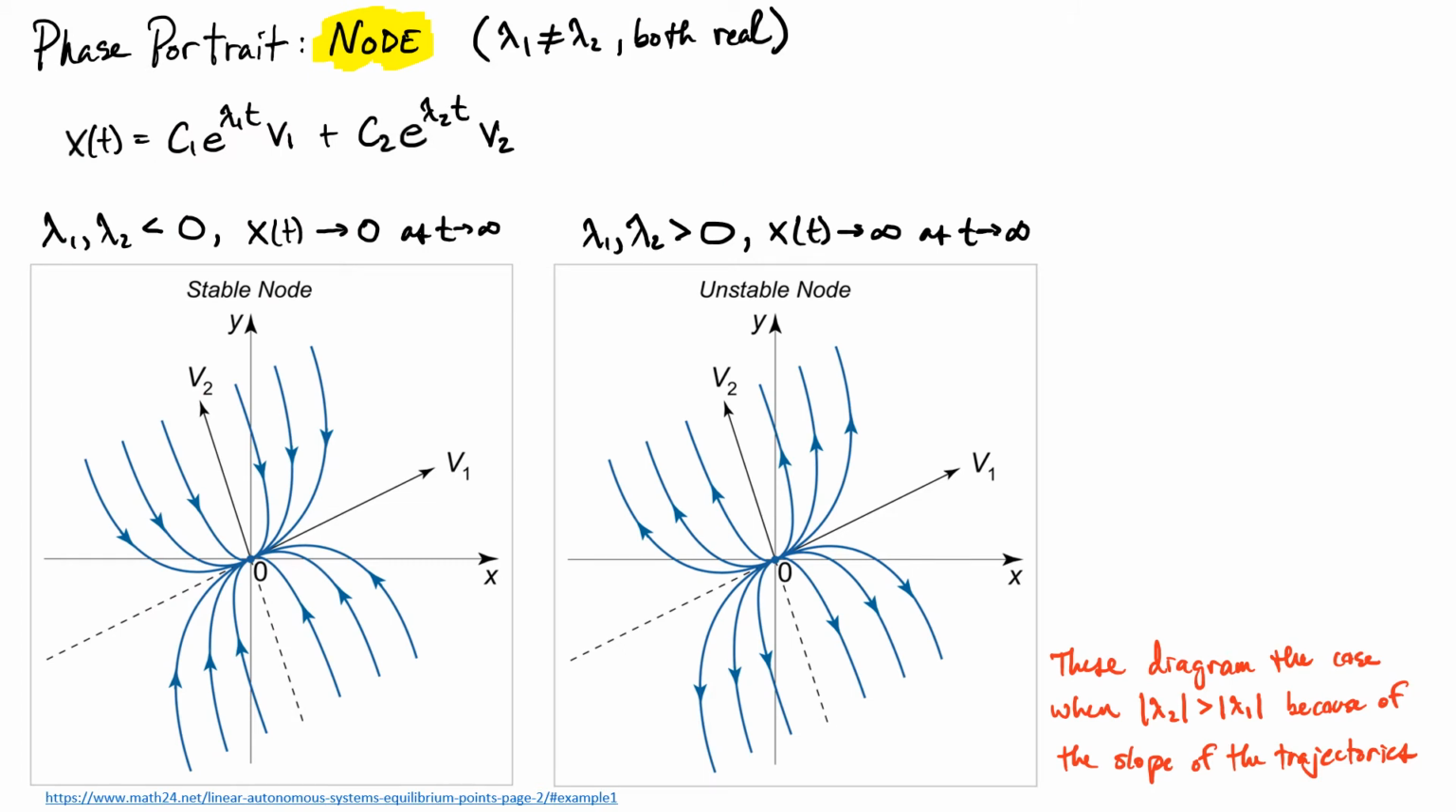When both eigenvalues are real and they're not equal to each other, so that means that either they're both positive or both negative, then you can get either a stable node or an unstable node. So if lambda 1 and lambda 2 are both negative, we know they're both real, which means that both solutions trend to 0.